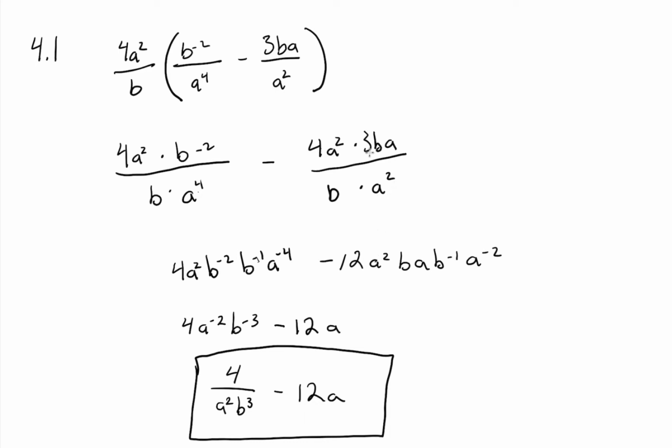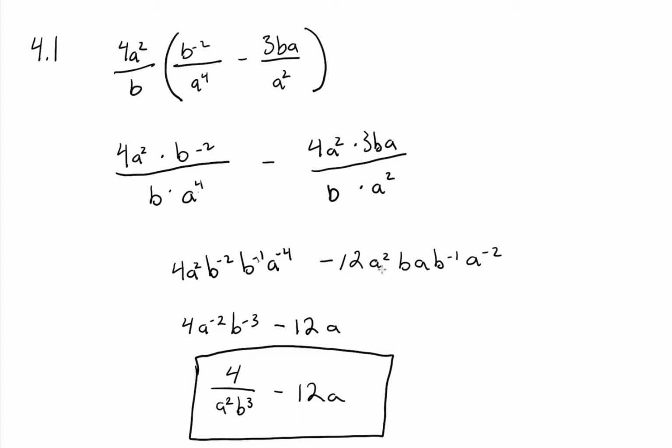So 4 times 3, we multiplied our constants. So that's going to be a negative 12. And then we had a squared, b and a across the top. And then we had a b to the 1, so when we brought it to the top, it became b to the negative 1, times a squared. When we brought it to the top, it became a negative squared. So we just combined our base variables and exponents because we had a squared and a to the negative 4. That became a to the negative 2. We had a b to the negative 2 and b to the negative 1, so that became b to the negative 3.